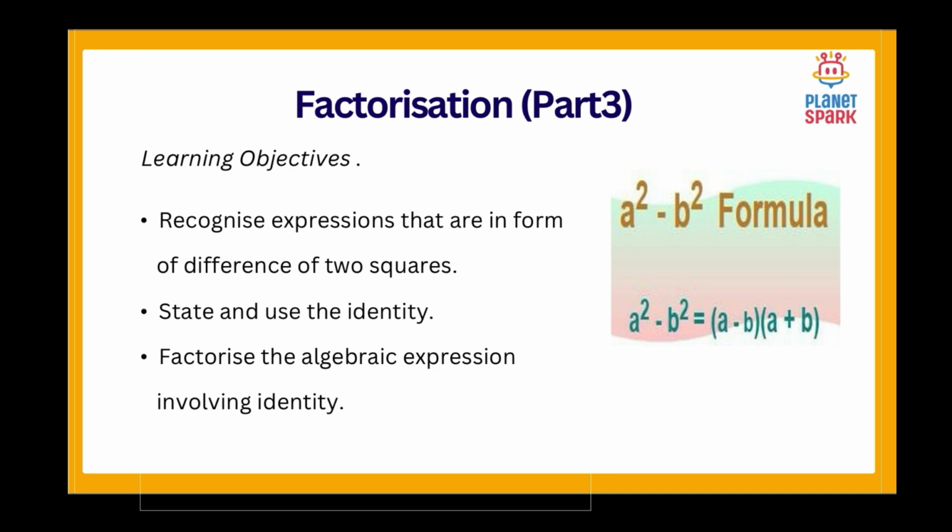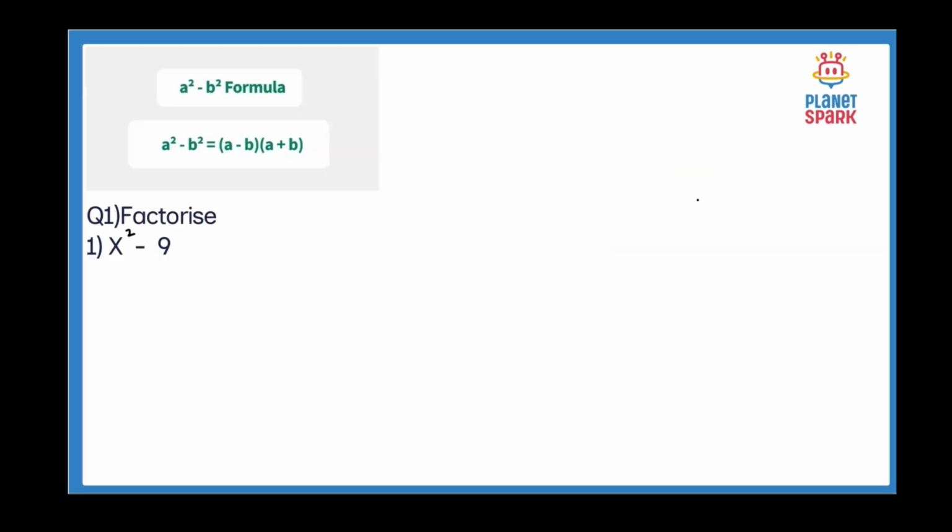In today's video, we are going to learn how to factorize using the identity a square minus b square, that is a minus b into a plus b. We'll try to recognize the identity and factorize using this identity.